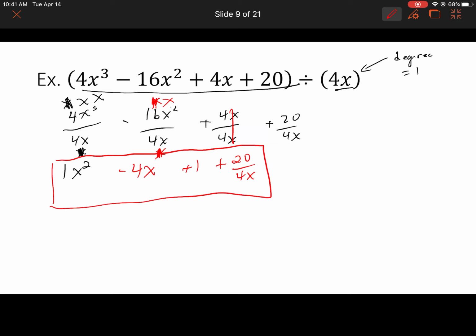Now 20 divided by 4 is equal to 5. And then because we only have an x at the bottom, that stays at the bottom. So we have 1x squared minus 4x plus 1 plus 5 divided by x. These are both good answers.